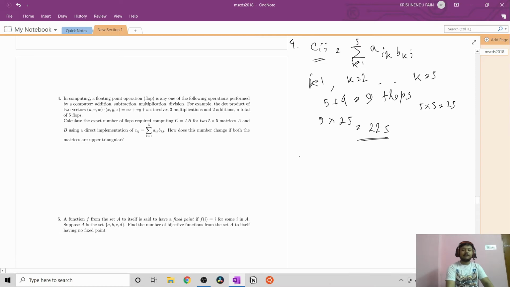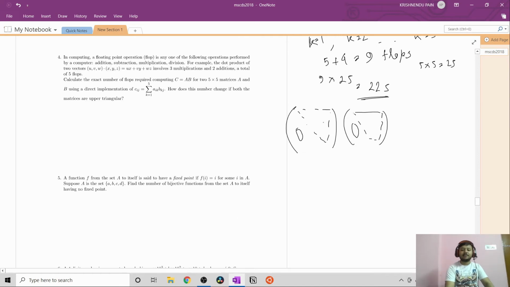If both the matrices are upper triangular, then we will have this kind of shape where in this part there are some numbers, and this part is all 0.